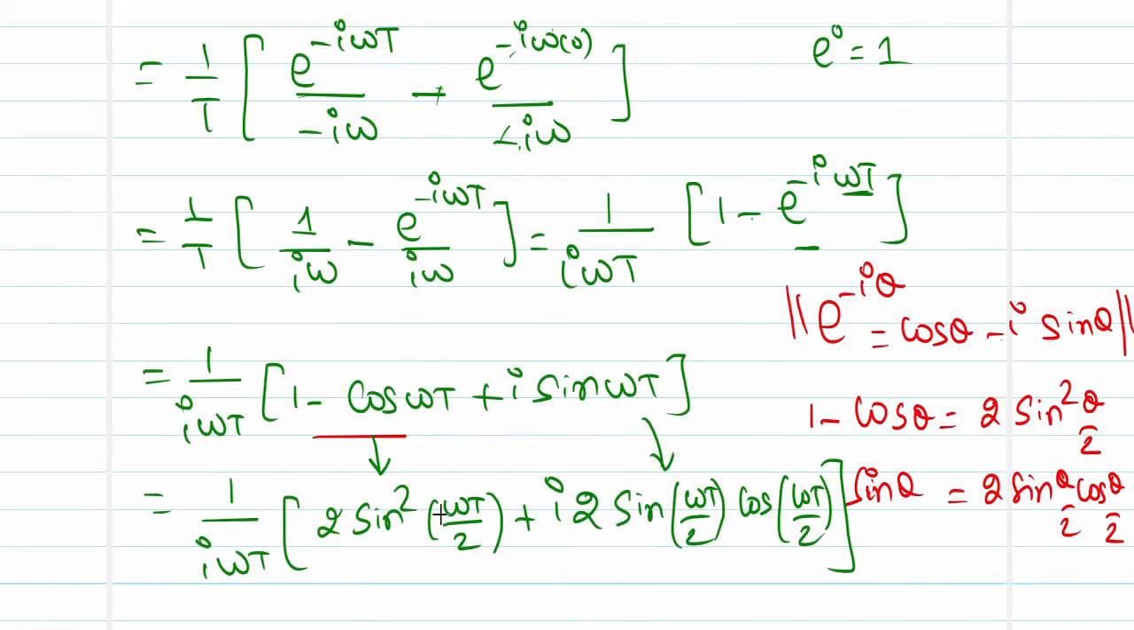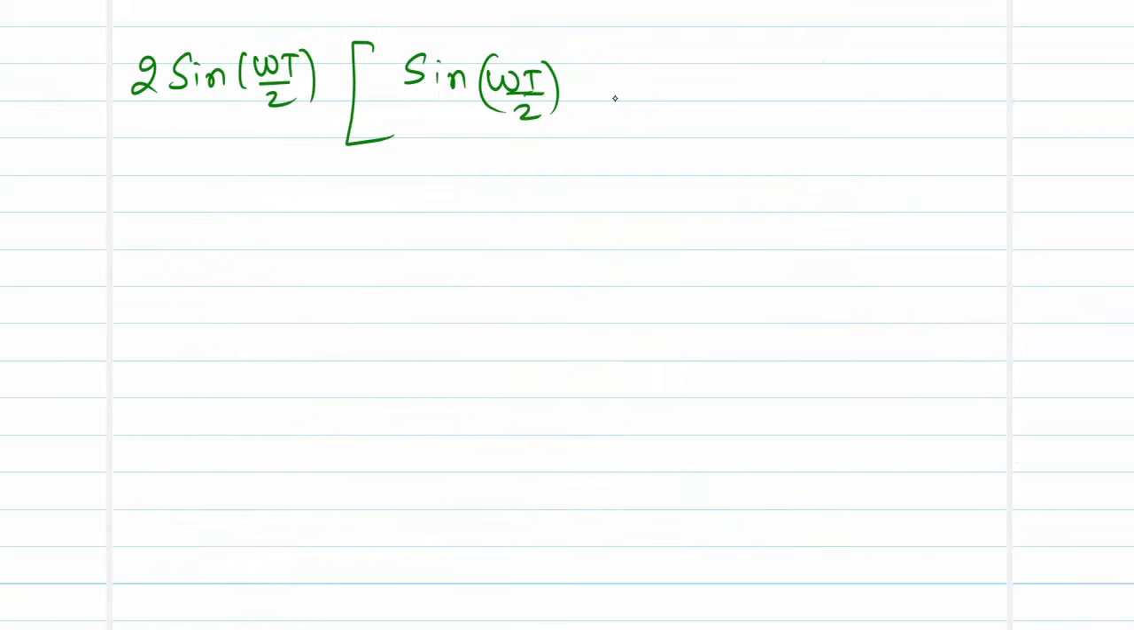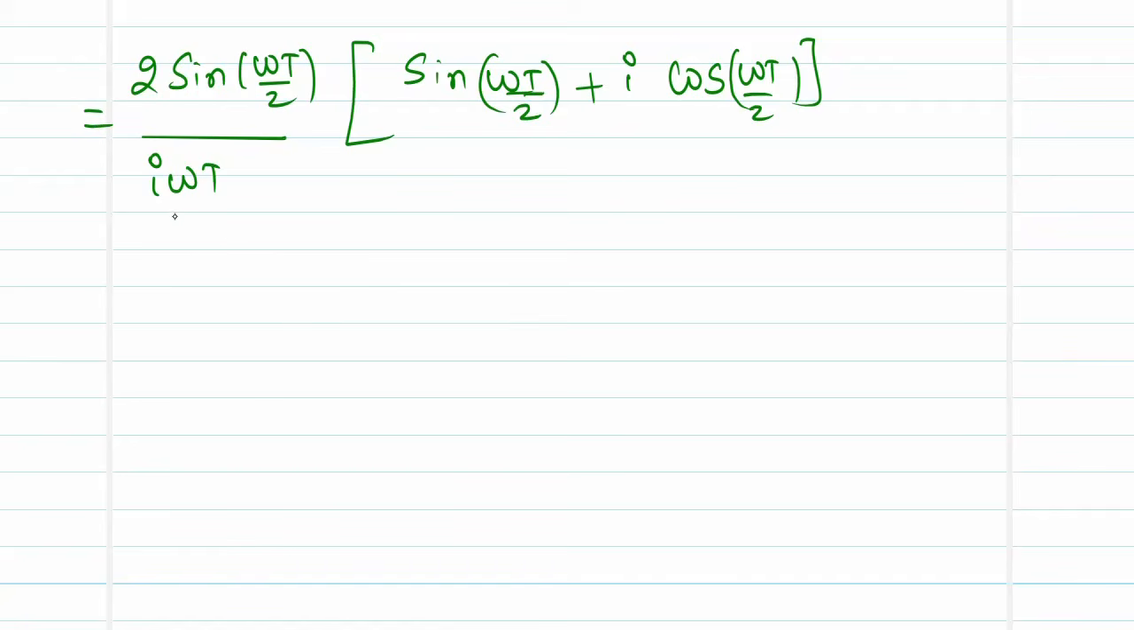One of the sines has come outside and 2 has come outside. The i is still here and cos is still there. So plus i cos omega t divided by 2. So this is what I have, and in the denominator I have i omega t. Now this i in the denominator can be taken to the numerator as minus i, because i square is going to be minus 1. So let me take it to the numerator as minus i, 2 sine omega t divided by 2 divided by omega t.